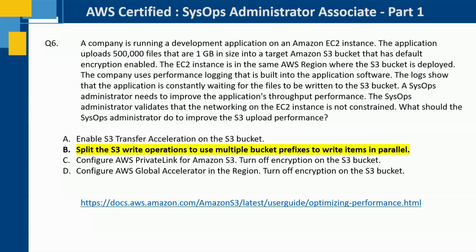Now friends, S3 Transfer Acceleration helps improve upload speed from globally distributed clients, not from within the same region. PrivateLink is used for secure access from VPCs to services, so it will not help in this use case. And AWS Global Accelerator is for improving availability and performance for global users.